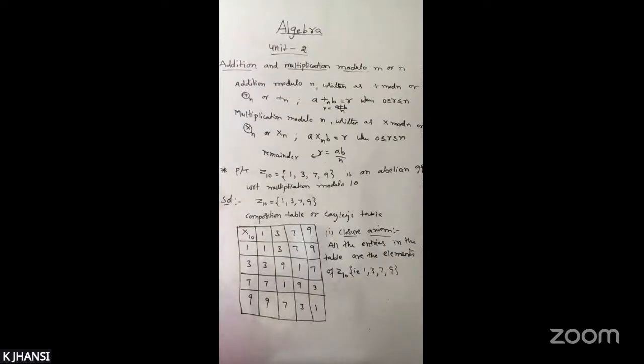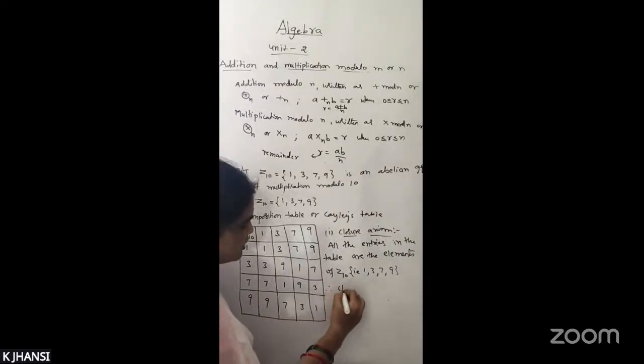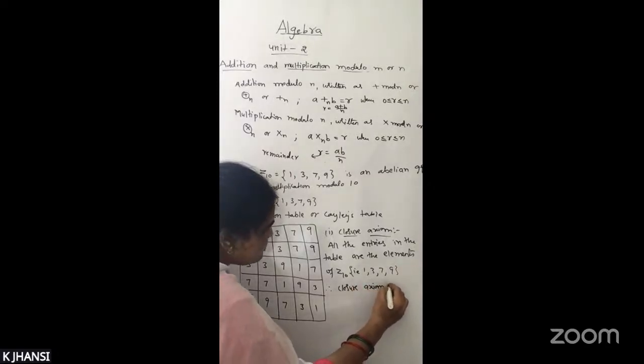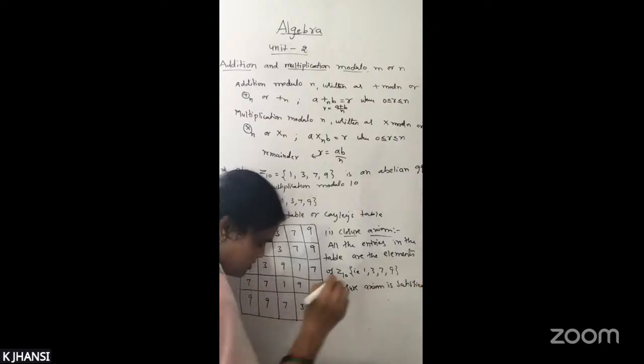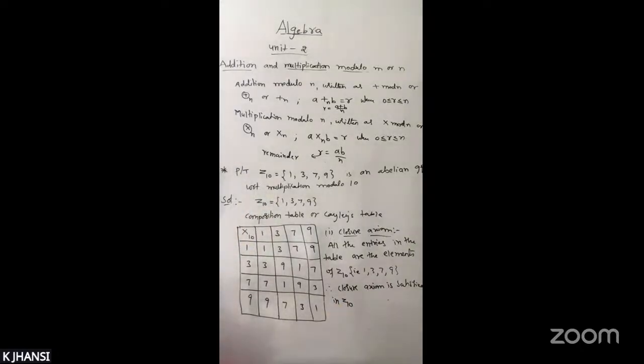So therefore, the closure axiom is satisfied in Zn. Okay, so this is the closure property.